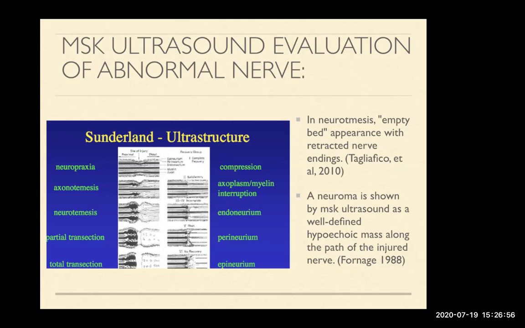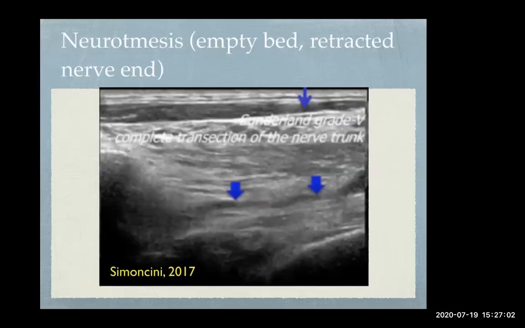some traumatic defect in the nerve. So here, this is an example of a neurotmesis. And so you can see that both ends of the nerve have already retracted. And what is left is just the covering, the epineural covering of the nerve. So both ends have already retracted.